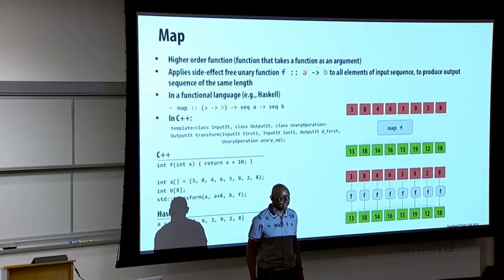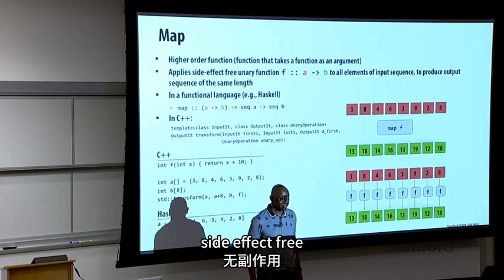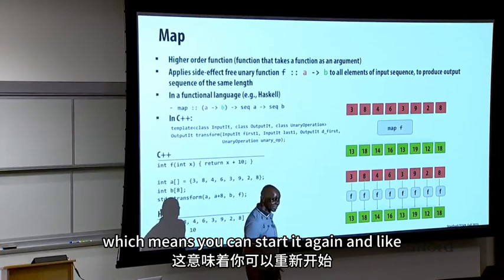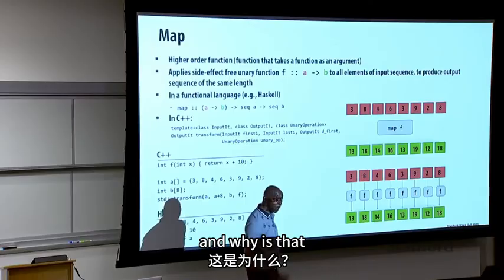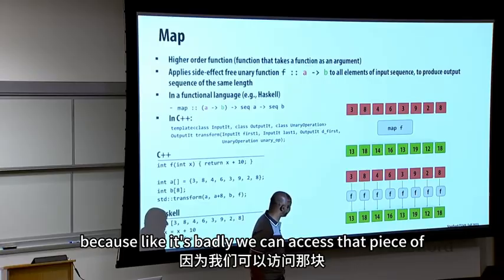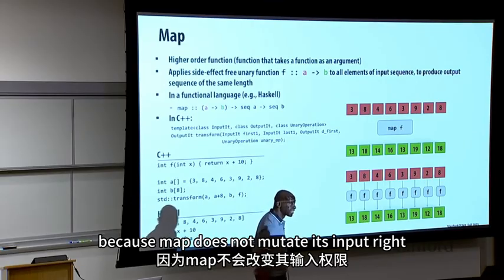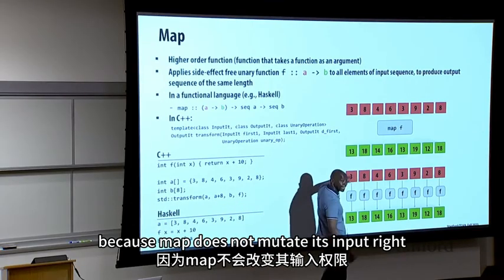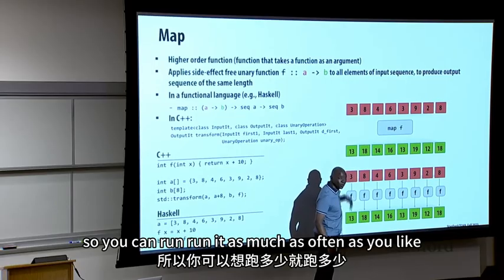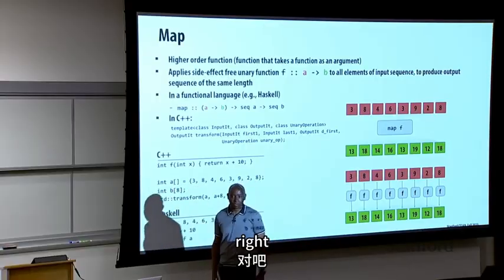Something fails. Why is that? Well, it's a side effect free function. So what does that mean? It means you can run it again and again and again on the same input and get the same output. And why is that? Because we can access that input in memory and write it to the output, because map does not mutate its input. It doesn't change its input. So the input never changes, so you can run it as often as you like and generate the output, right? Good.